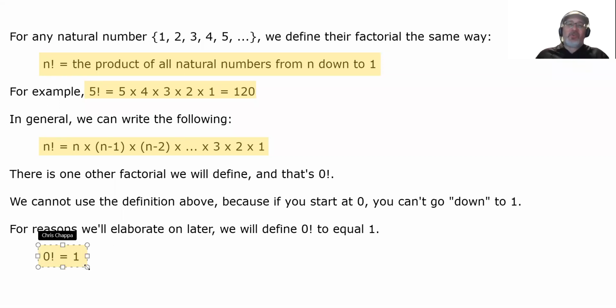Now, this isn't just a random assignment of a value. It has to equal 1 in order for everything to not fall apart later. And if you really want to get super nerdy and take the calculus path, there's another reason why it's equal to 1. But for our purposes, we are just going to define 0 factorial to equal 1.